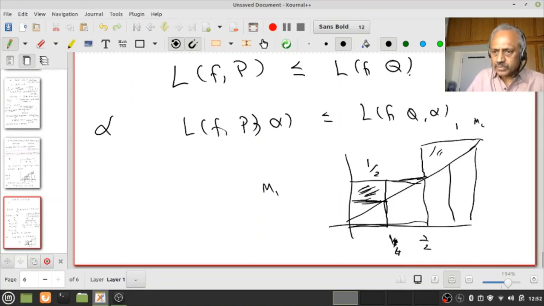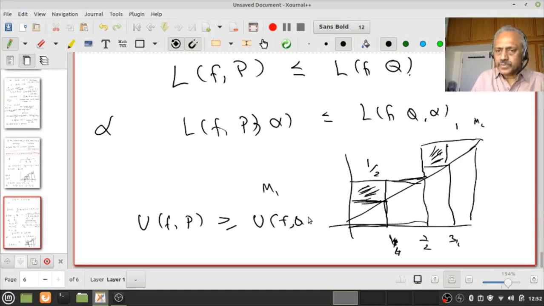Similarly, if I take 3/4, then this is the area I can take. This much extra area is thrown out. So, what is the intuition? Intuition is U of P is greater than or equal to U of Q. U of Q is finer.